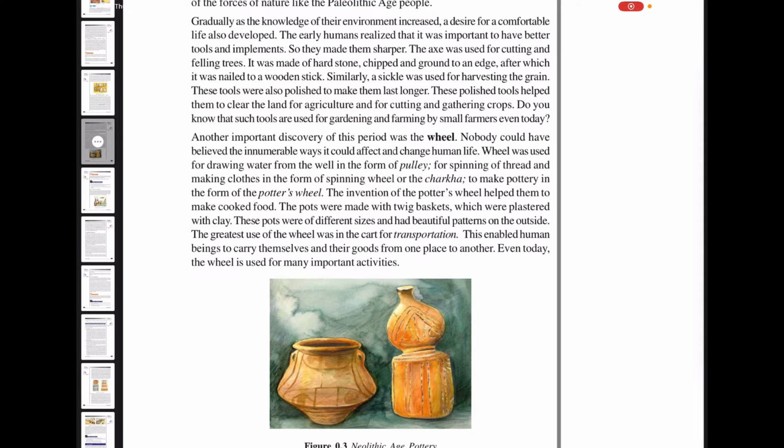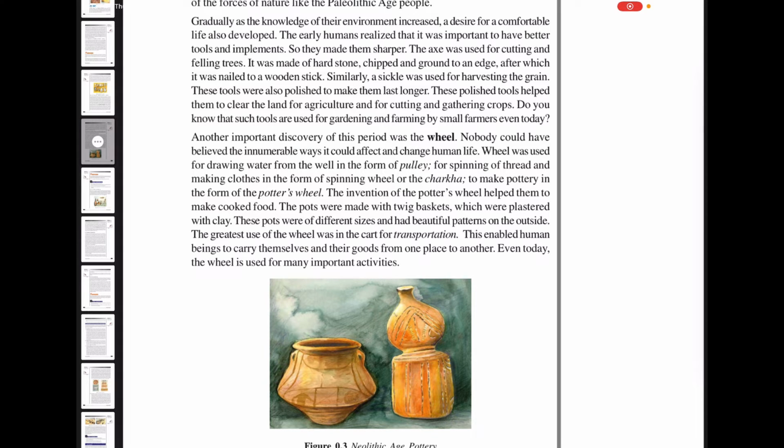The axe was used for cutting and felling trees. It was made of hard stone, chipped and ground to an edge, after which it was nailed to a wooden stick. Similarly, a sickle was used for harvesting the grain. These tools were also polished to make them last longer. These polished tools helped them to clear the land for agriculture and for cutting and gathering crops. Do you know that such tools are used for gardening and farming by small farmers even today?